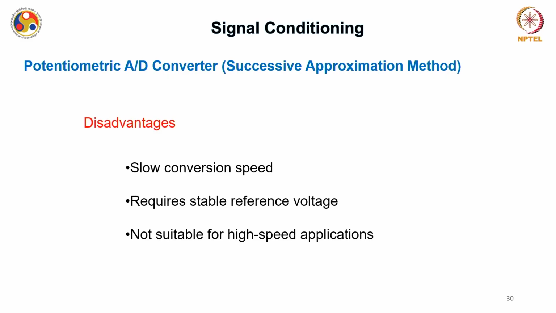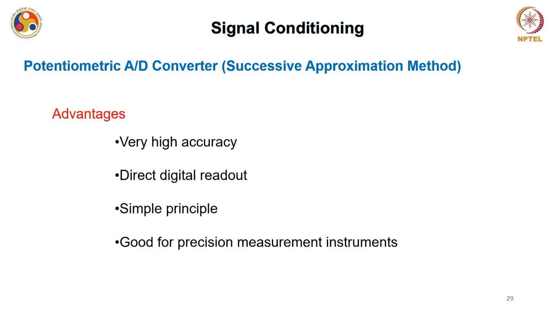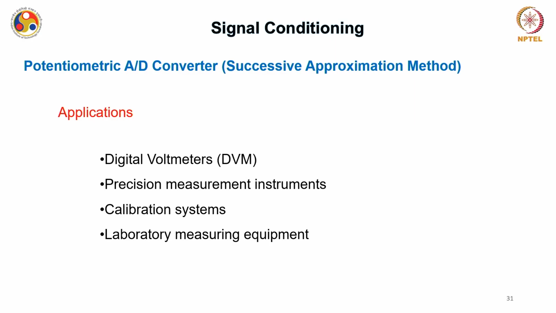So this is one of the important requirements of this potentiometric AD converter, and you can say that this is also a kind of disadvantage, because getting a stable reference voltage source is one of the challenges, or it's a little challenging. Okay. These are not suitable for high speed applications, and we have seen that although it has very high accuracy, very good precision also, it is more preferable for low speed operations. Okay.